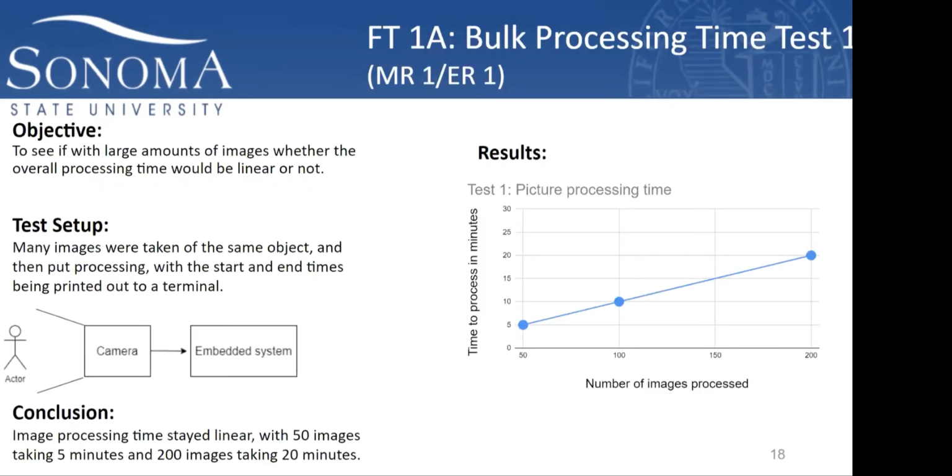Here's the first of our tests. This was our bulk processing time test. This was to see if with large amounts of images, whether the processing time would be linear or not, to see if it would get longer or faster over time. With this, we had many images taken of the same object, and then we put them through processing with the start and end times being printed out to our terminal. As you can see on the graph on the right, the line is linear. With 50 images, it took 5 minutes, and with 200 images, it took 20 minutes.